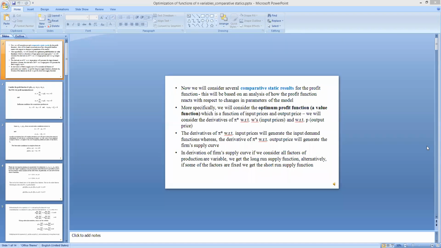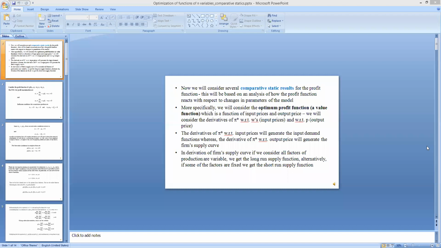So today we are going to discuss the comparative static results. This comparative static result is actually we can get after optimizing the objective function. So the starting point is the optimized objective function. So either it will be a maximum value function or it will be a minimum value function. Now, whenever you are deriving the optimum value function, be it a maximum or minimum, this will be the function of parameters of the model.